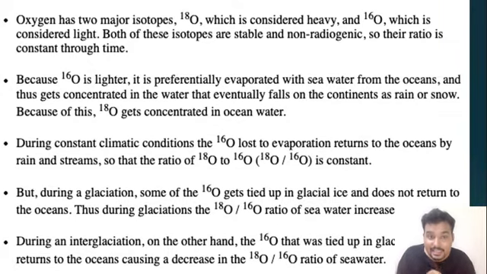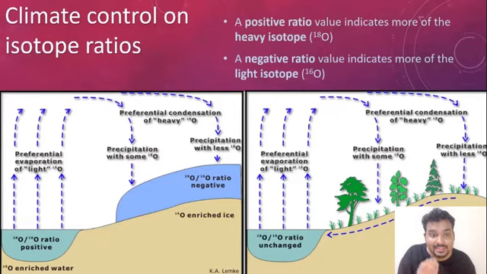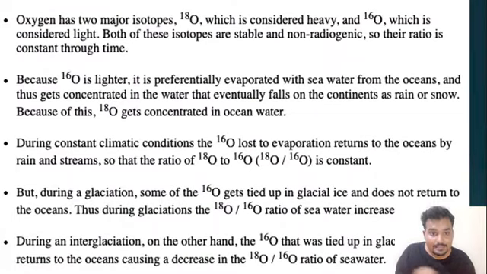Thus during glaciation the 18 to 16 ratio in the seawater will increase. Why is it increasing? First, O16 is not coming back to the ocean. Second, whatever evaporation takes place during the glaciation period is mainly O16. So the concentration of O18 is rising. But during the interglaciation period, what will happen?